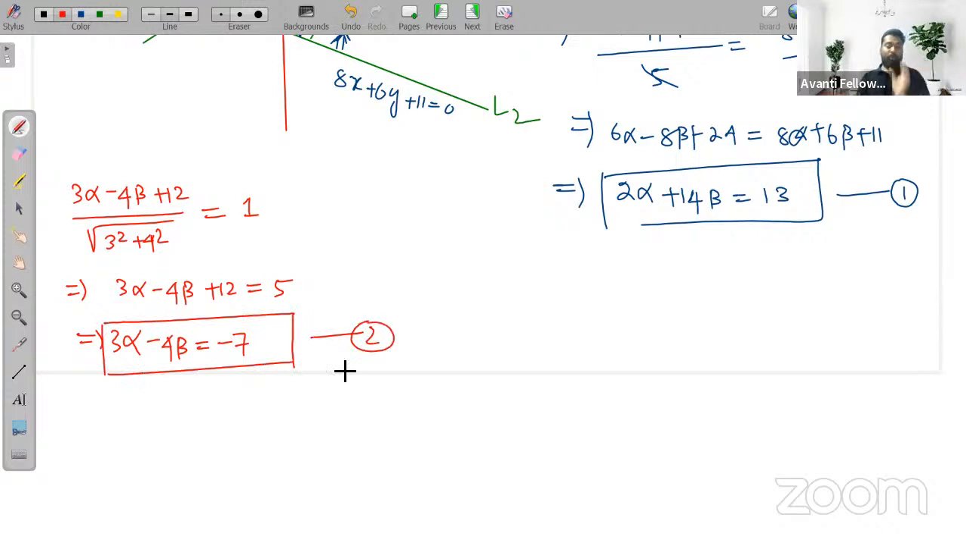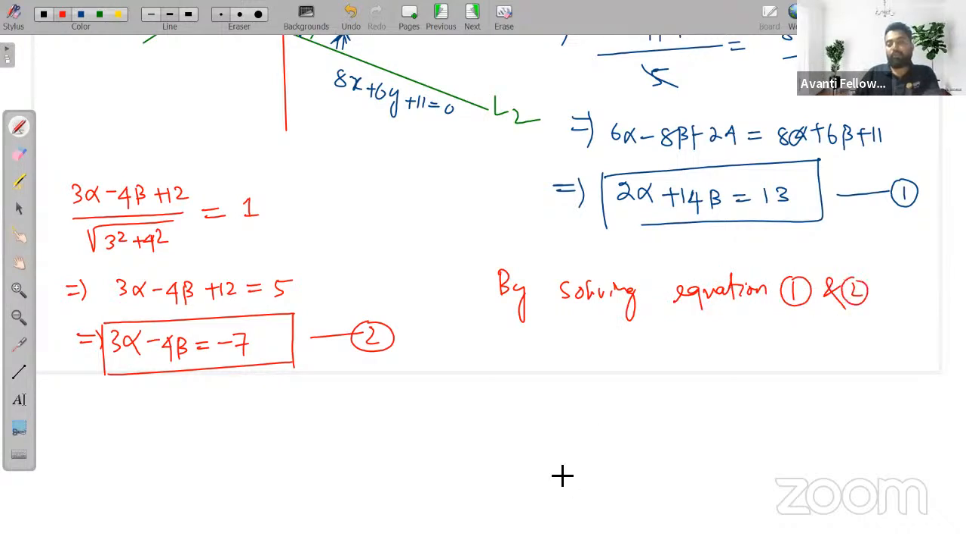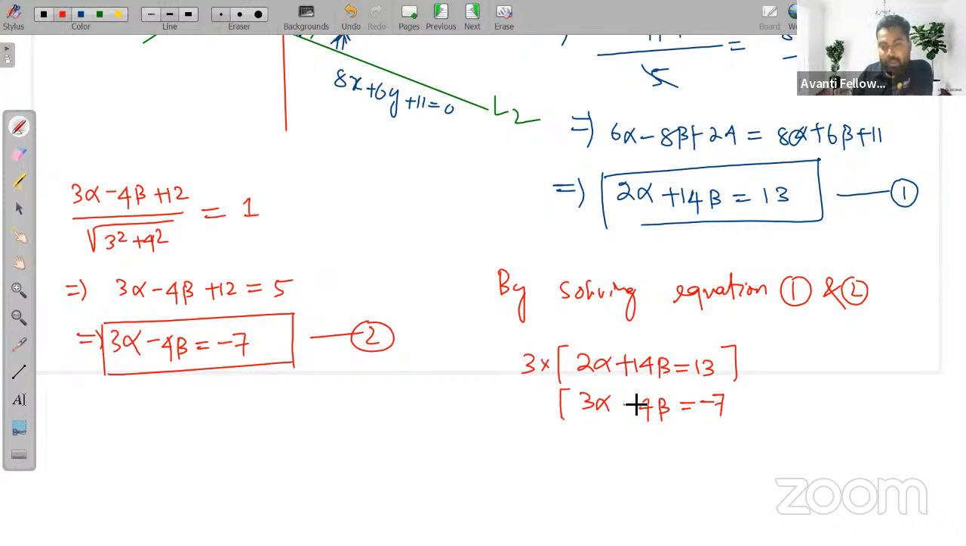So if we solve equations 1 and 2, what are you getting here? So solve it. That is 2 alpha plus 14 beta is equal to 13, and 3 alpha minus 4 beta is equal to minus 7. So multiply the first equation by 3 on both sides, and multiply the second equation by 2 on both sides. After multiplying, solve these two equations. So what are you getting?